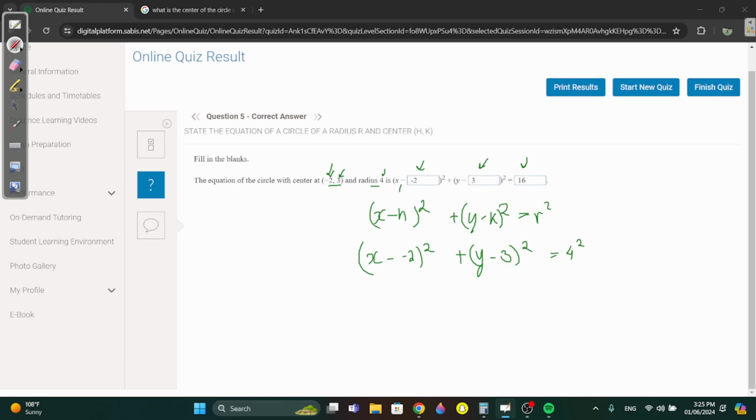And they put minus, so you have to put minus 2. I don't know why. In the exam, if they give you x plus, you just put 2, because minus 2 is plus 2. But I don't know why they put that here. And you can see it matches. 4 squared is 16.